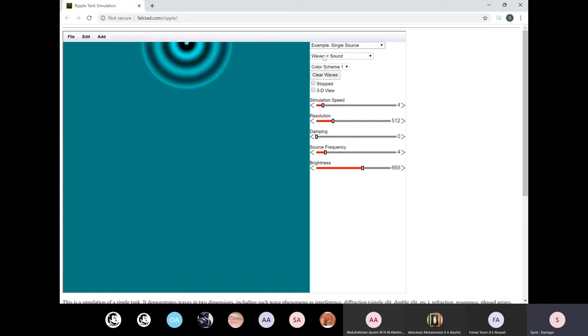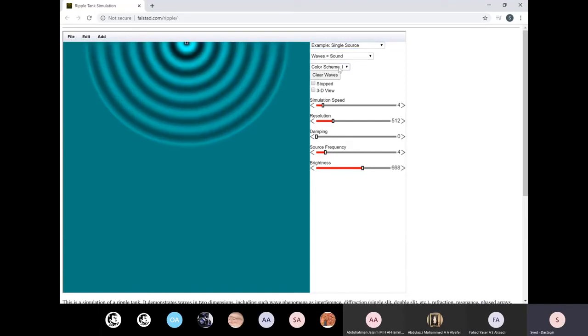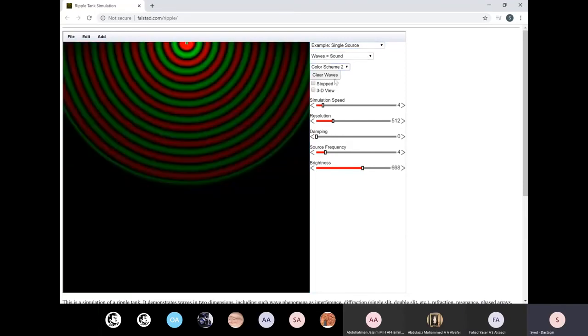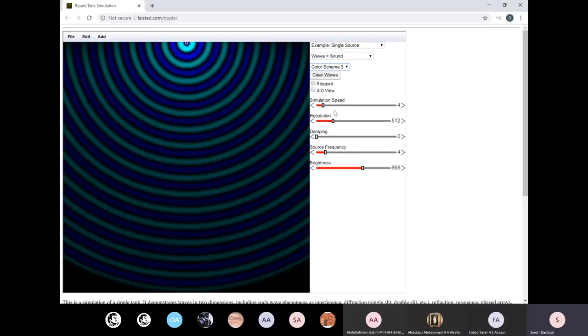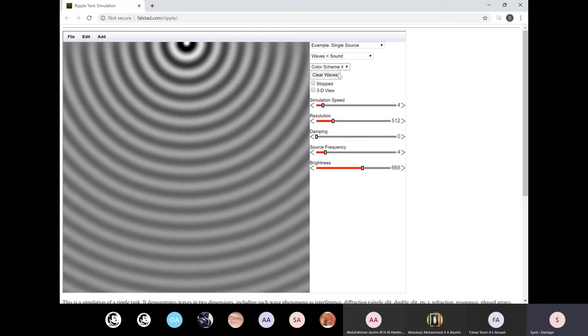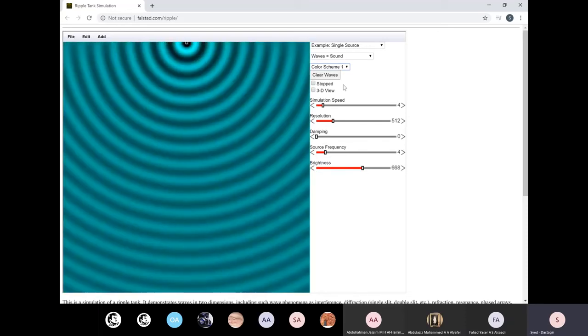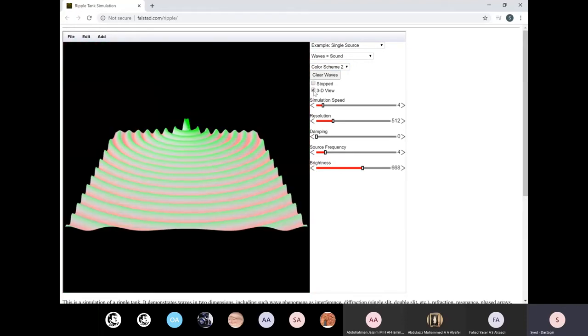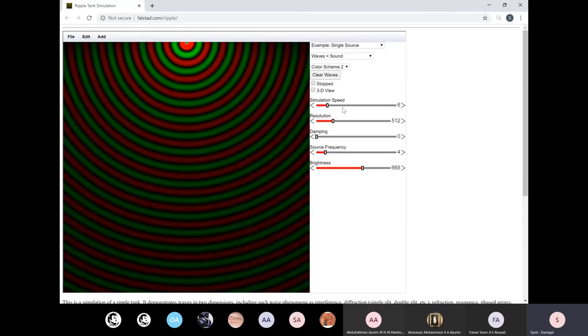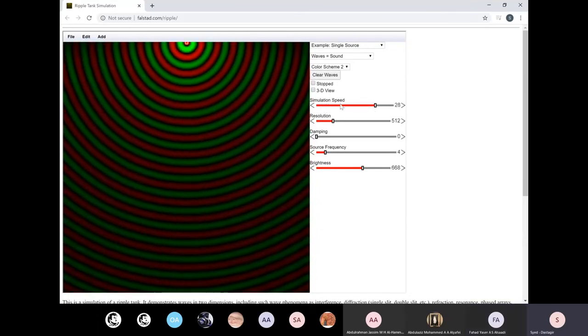So we'll just concentrate on sound waves. You can change the color scheme as well if you like. You can make it look as cool as you like, up to you. You can have a 3D view. You can speed it up, if your computer doesn't crash.